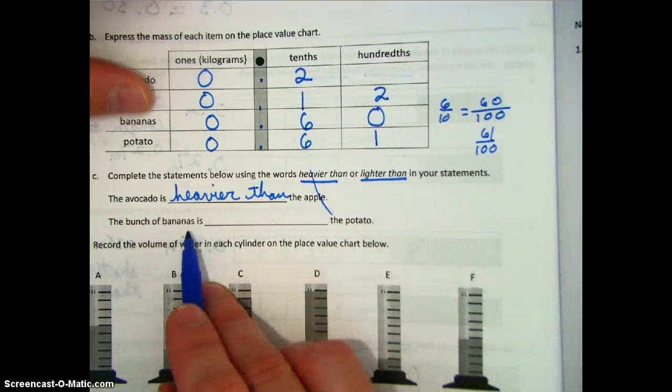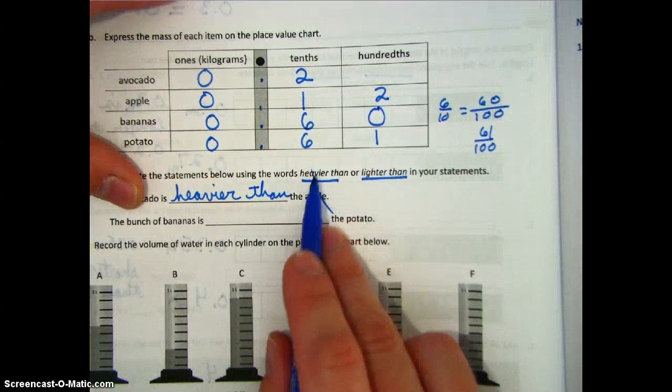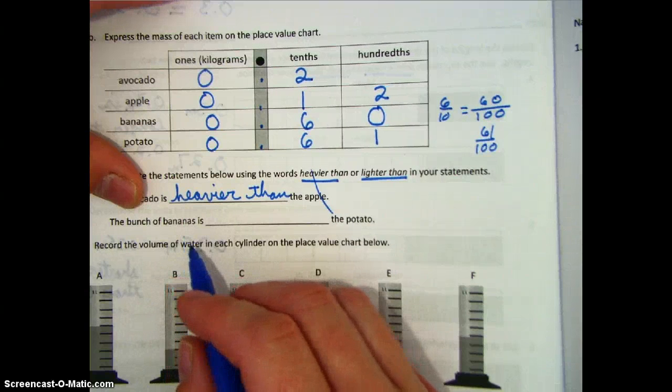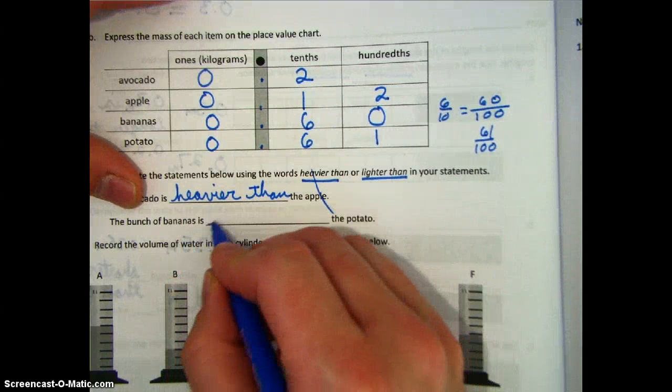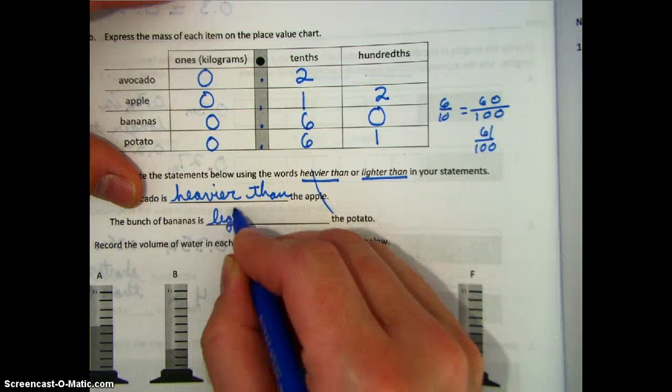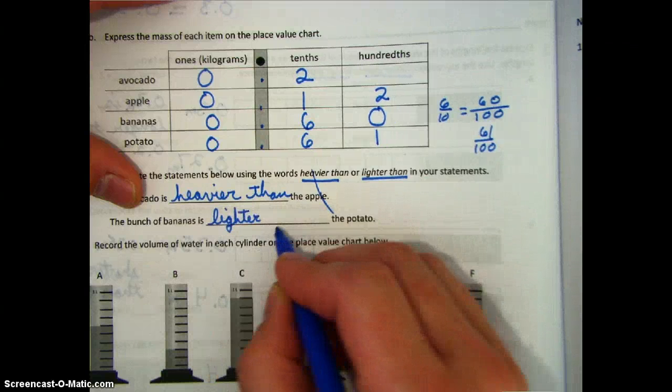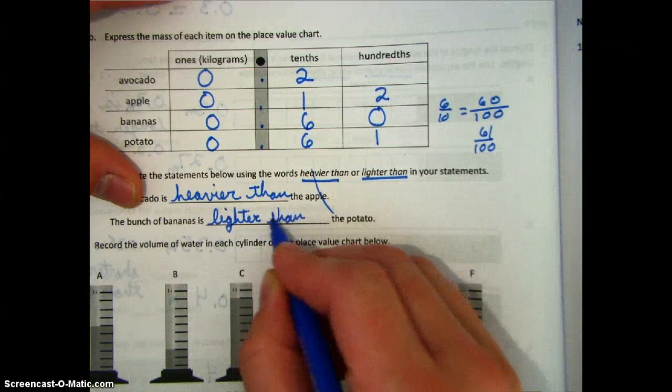So now when we fill in our blank here, just ignore the little straight line there, okay, we see that the bananas are lighter than the potato.